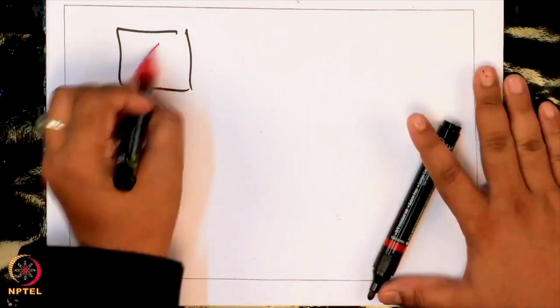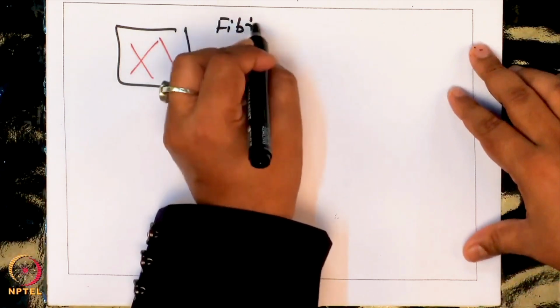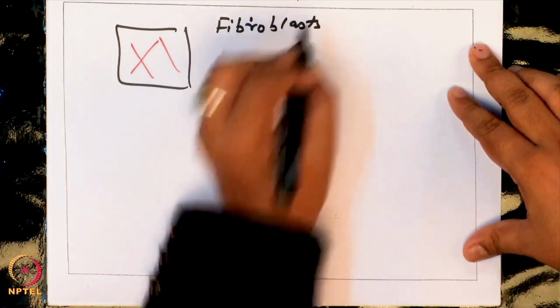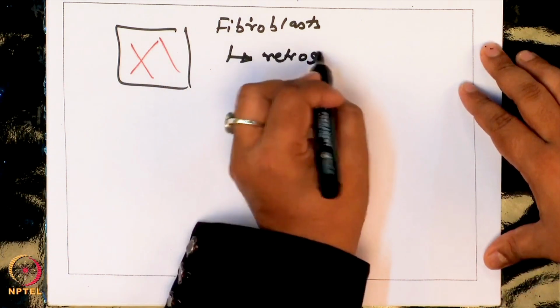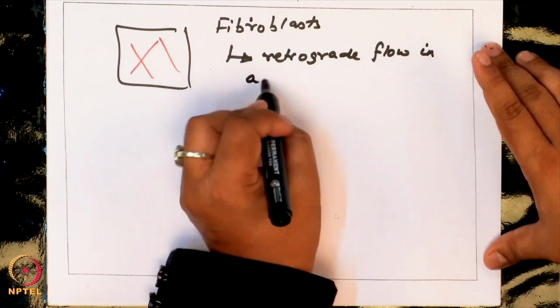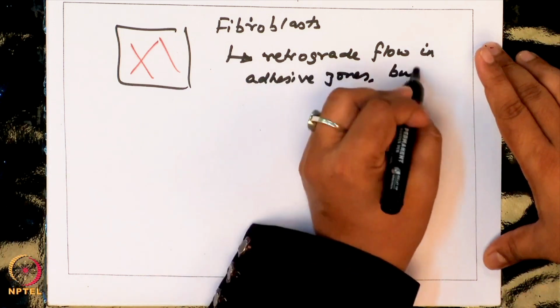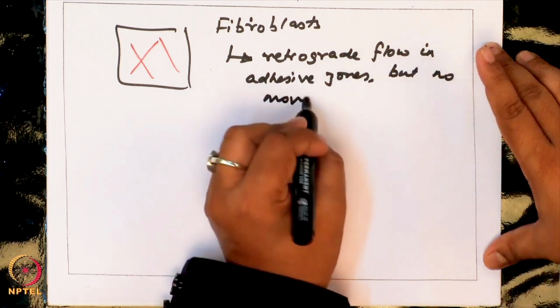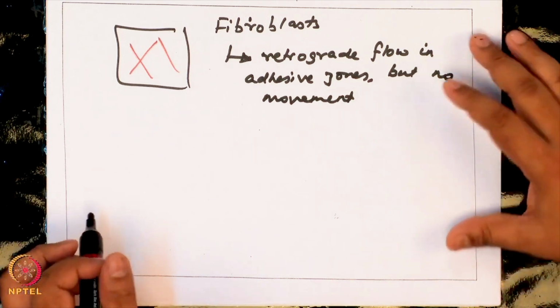When they did the same experiment with fibroblasts, again you have this background and you have these red stripes. What they found was there was retrograde flow in adhesive zones, but no movement. So, how would the kymograph look for this kind of a situation?